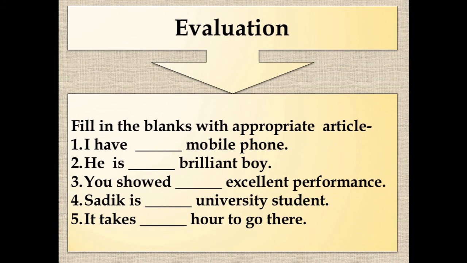Now, fill in the blanks with the appropriate article. I have a mobile phone. So M, it is a consonant. Then you have to use a. I have a mobile phone. Number 2, he is a brilliant boy. So B is a consonant. এটা ভাওয়েল না, সো আমাদেরকে এখানে ব্যবহার করতে হবে a. And you showed an excellent performance, so E, and then it will be an.